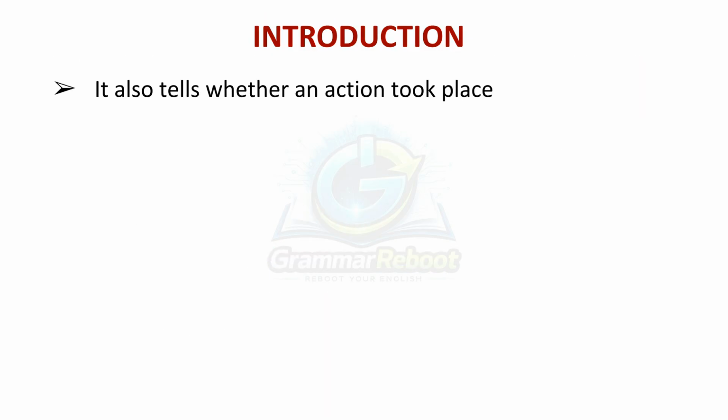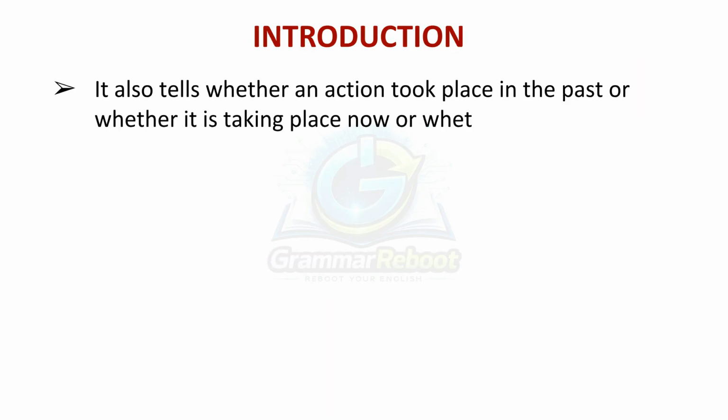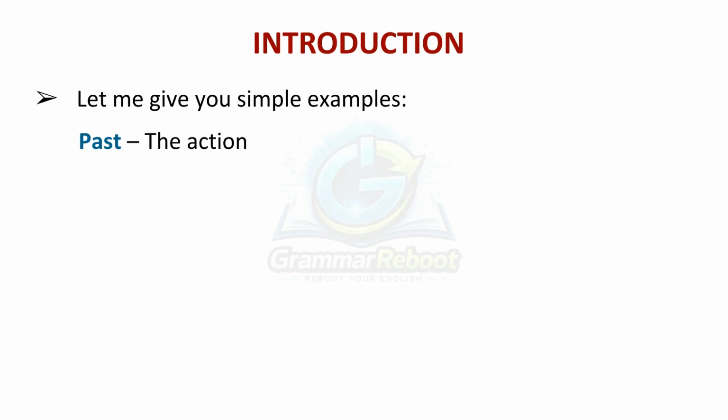Now let's understand something very important about verbs. A verb does not only show action. It also tells us when the action happens. Listen carefully to this idea. It tells whether an action took place in the past, is taking place now, or will take place in the future. What does this mean? It means a verb shows time. Let me give you simple examples.